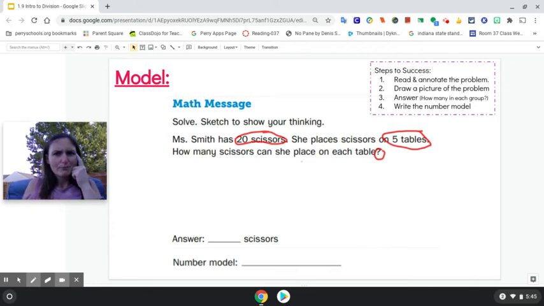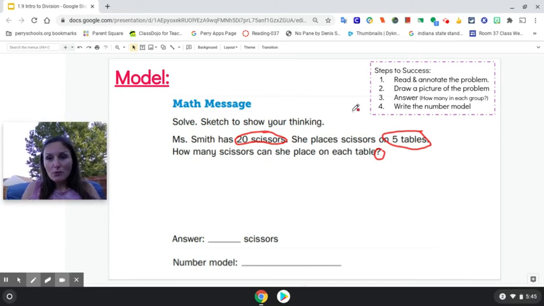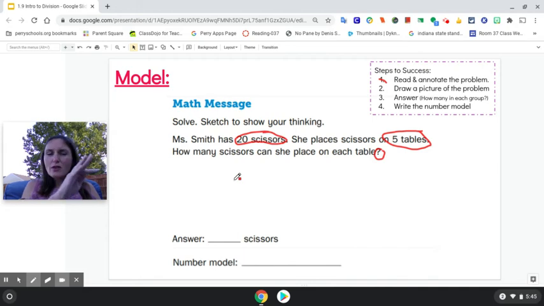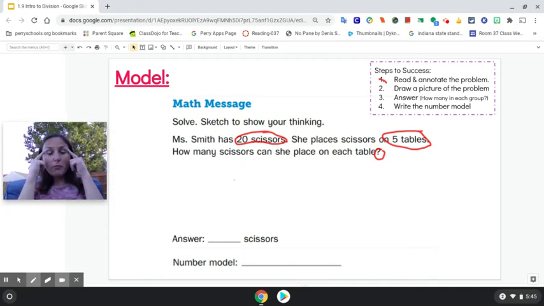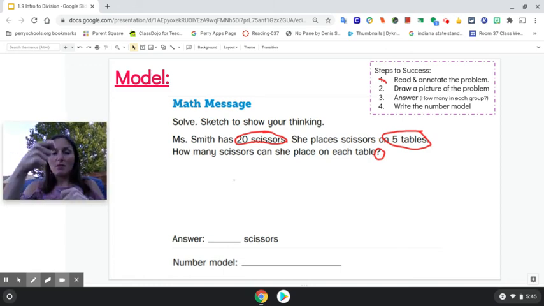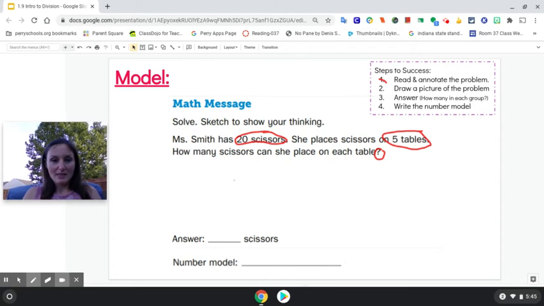What can I do? Well, I'm going to do step 2, where it says to draw a picture. So I've read it, I've annotated. Now I'm going to go ahead and draw my picture. So I'm going to draw 5 tables. I could draw 20 scissors and group them up, but I think it makes a little bit more sense to me in my brain. I think, okay, I'm going to have tables and I need to put them. I'm picturing myself actually doing this in class. So I'm going to go ahead and draw my 5 tables.